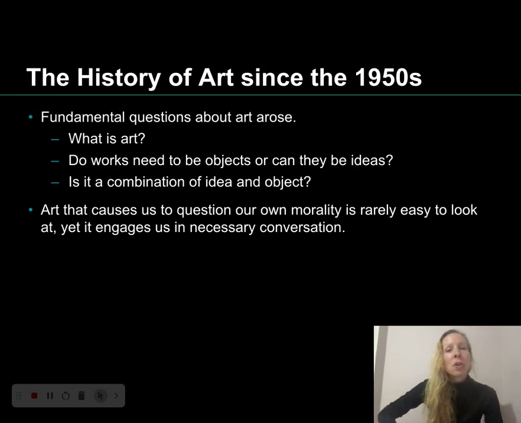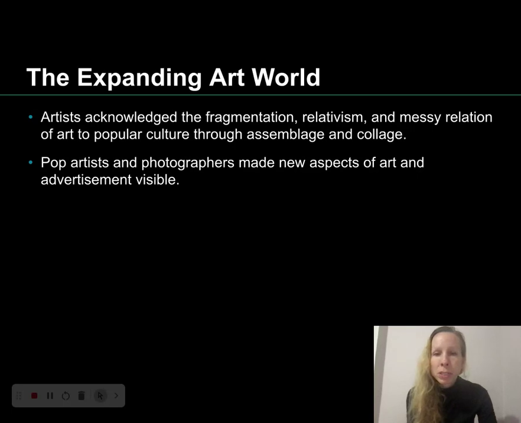All right, and this is really what art is since the 1950s. So what is art? Do works need to be objects, or can they be ideas? Is it a combination of idea and object? Art that causes us to question our own morality is rarely easy to look at, yet it engages us in necessary conversation. So this is really key to art since the 1950s, that it's meant to engage people in conversation. Some of these I'm going to skip over.